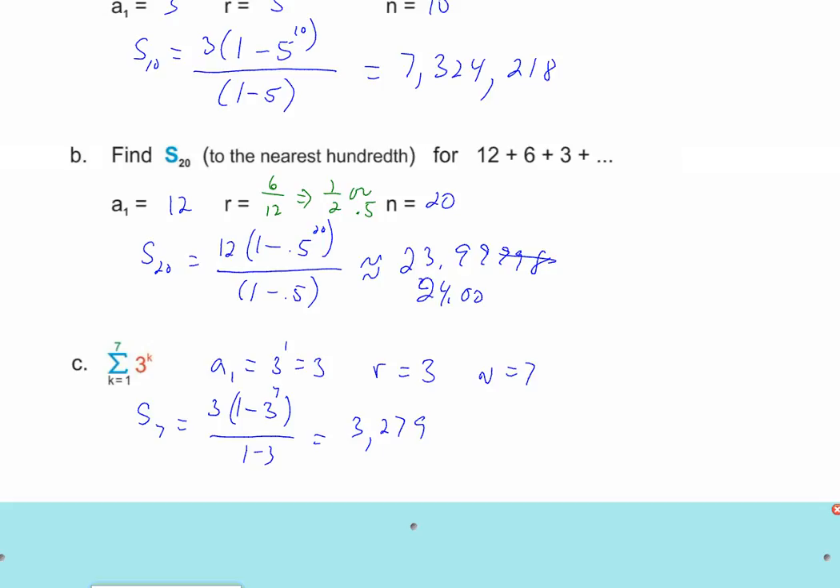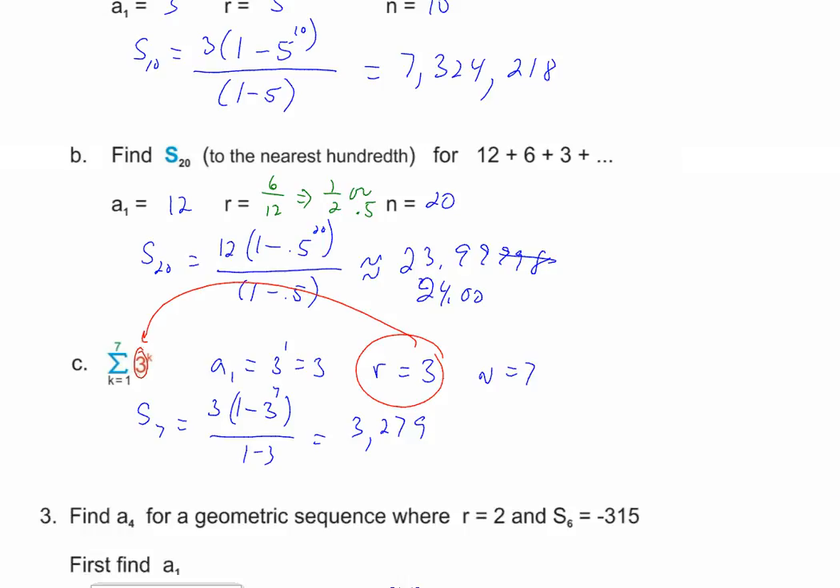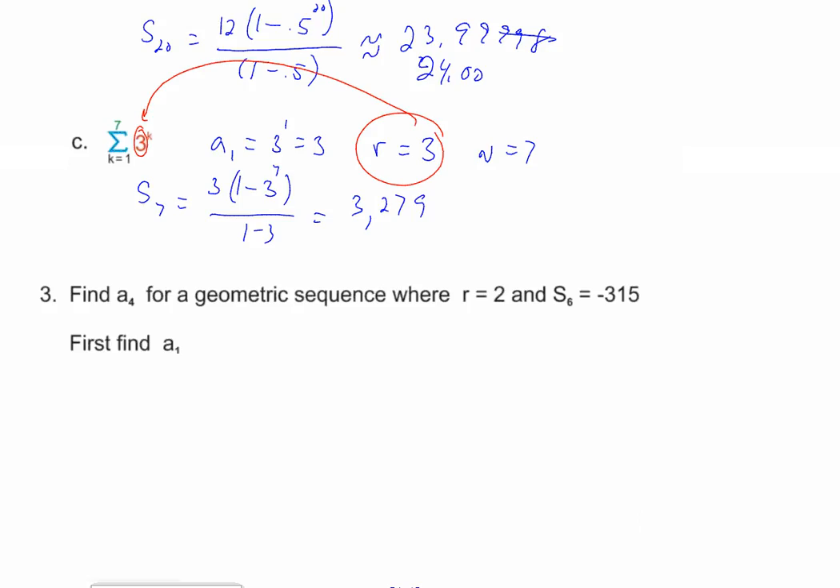All right, but in this one, so again, where did R come from? It was the base of that. So A sub 1, put in 1 for K. N was 7. Now you got everything you need. And away you go. How many got that one correct? Okay. So you're just trying to put into practice what we did.